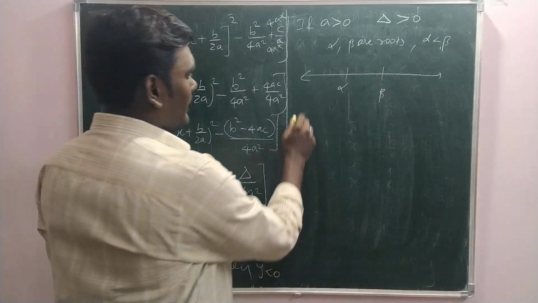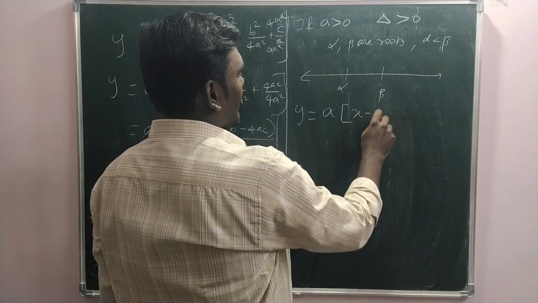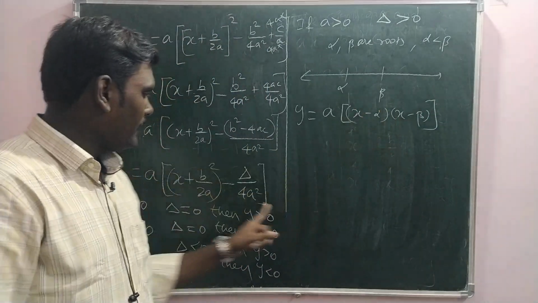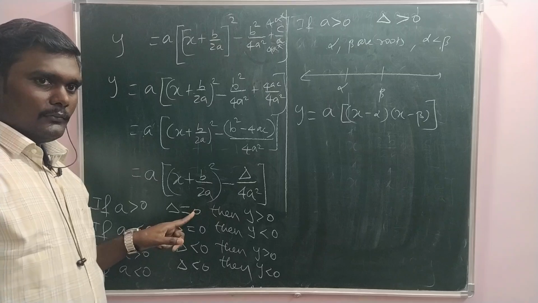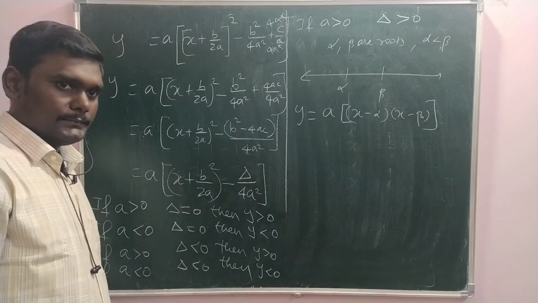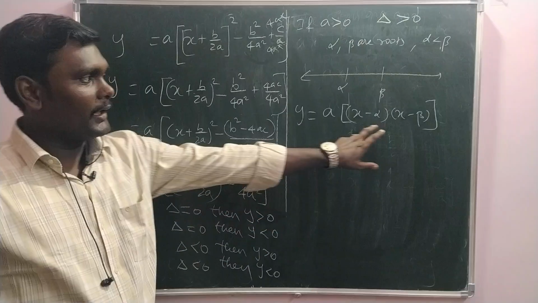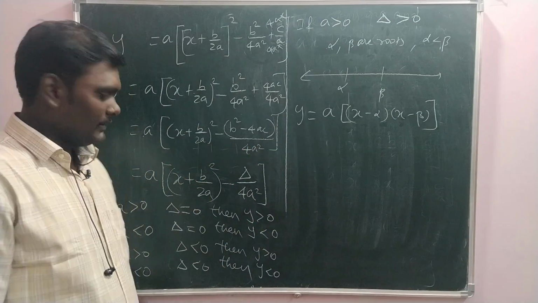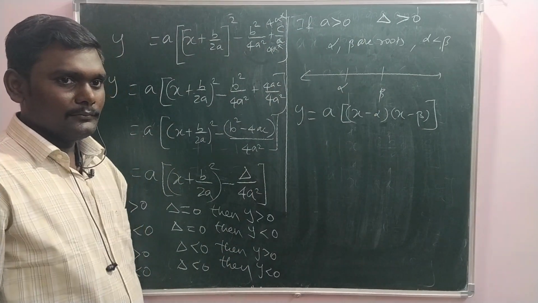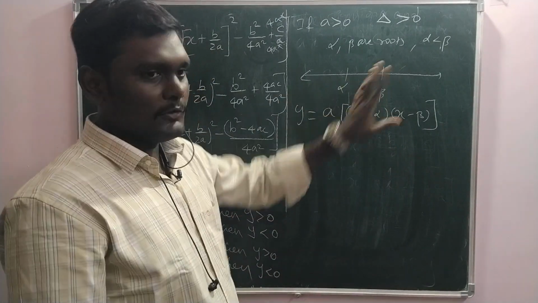How we are going to check is simply this: y is nothing but a into x minus alpha into x minus beta. Because when we multiply that, only this will come. The roots are minus b by 2a plus or minus the square root of del by 2a, like that. Simply, these things can be written as a product of the roots. This is the reverse process: what we wrote previously, we get that. So in these intervals, we should check.